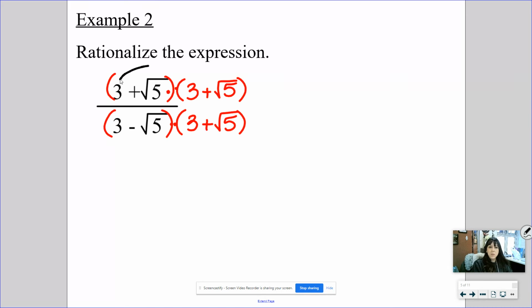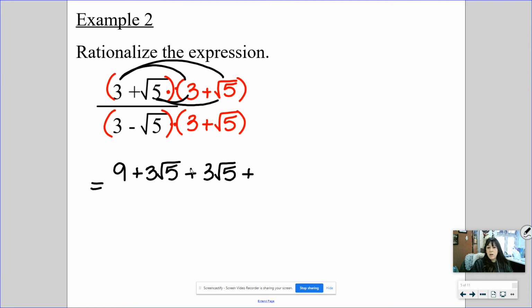This time we have to multiply on the top and get all this stuff figured out, and on the bottom, so it's kind of tedious. On the top, we would have 9 plus 3 radical 5 plus 3 radical 5 plus radical 25. Okay? On the bottom, now let me show you again.